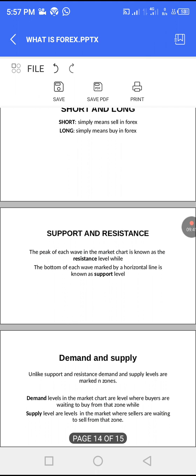Demand and supply. Unlike support and resistance, demand and supply levels are marked in zones. Demand levels in the market chart are levels where buyers are waiting to buy at that zone. Supply levels are levels in the market where sellers are waiting to sell from that zone.